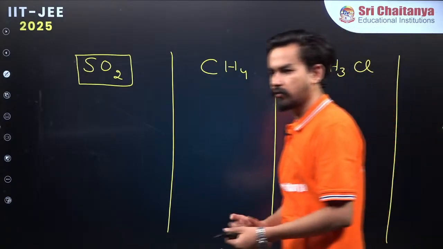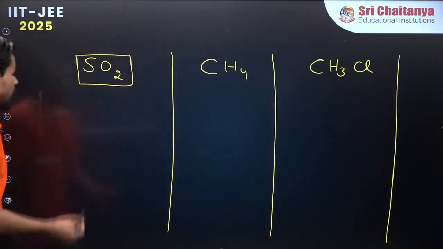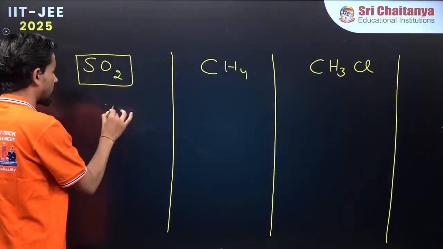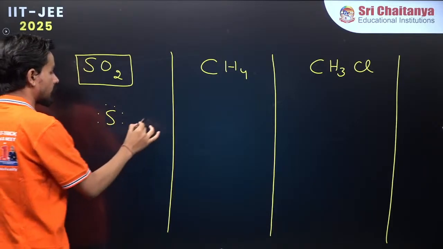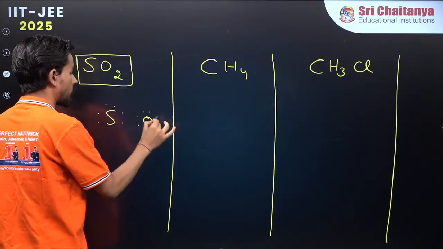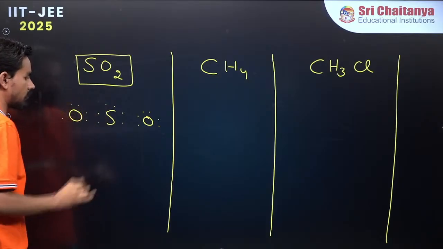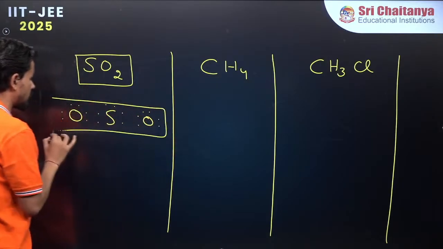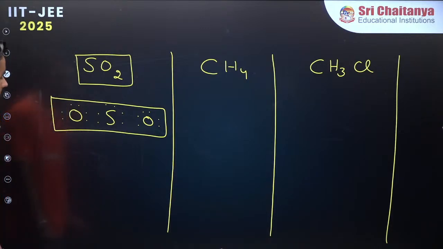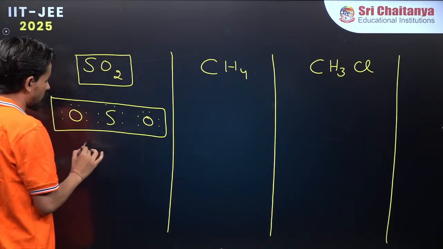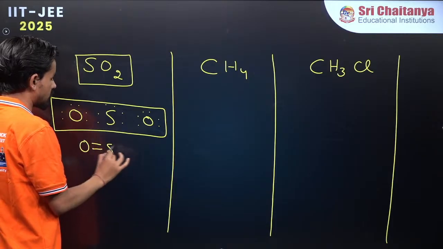Okay, let's do. Very easy. Sulfur 1, 2, 3, 4, 5, 6. Oxygen 1, 2, 3, 4, 5, 6. Oxygen 1, 2, 3, 4, 5, 6. Okay, that's it. This is the Lewis dot structure, and you know there are... This is the actual structure.